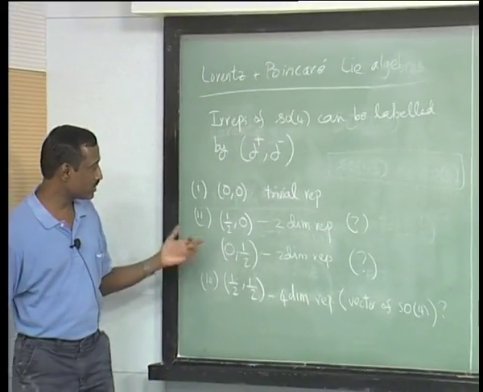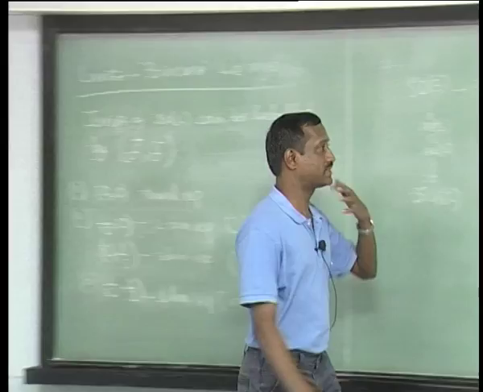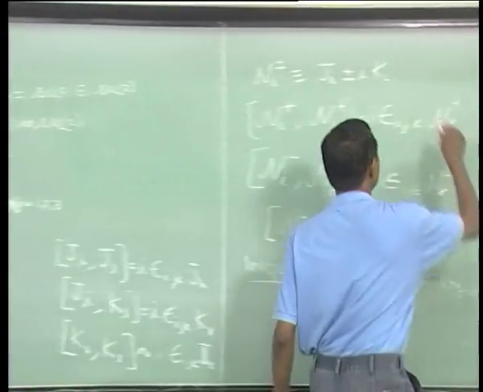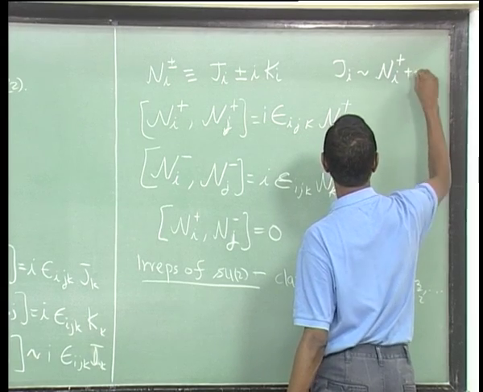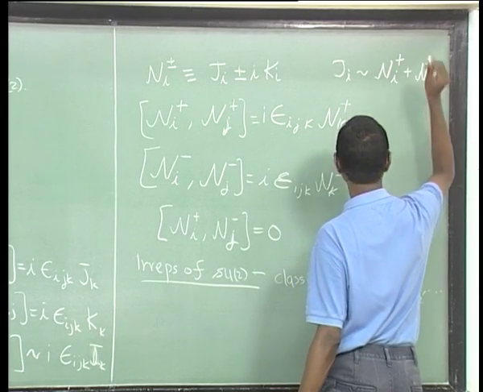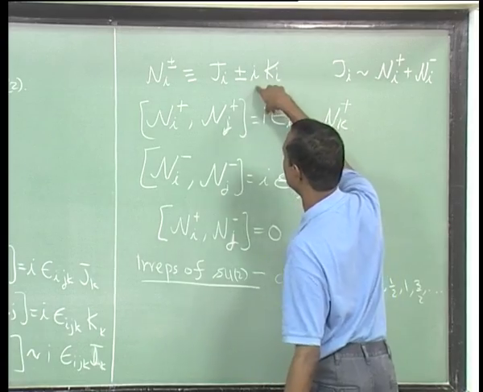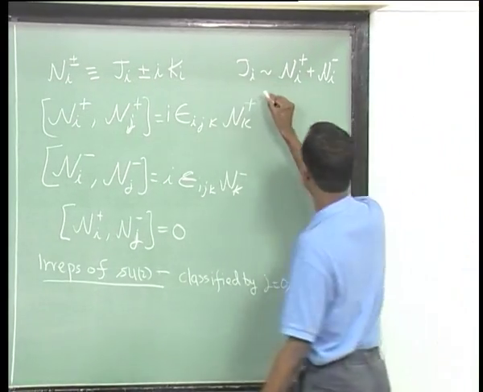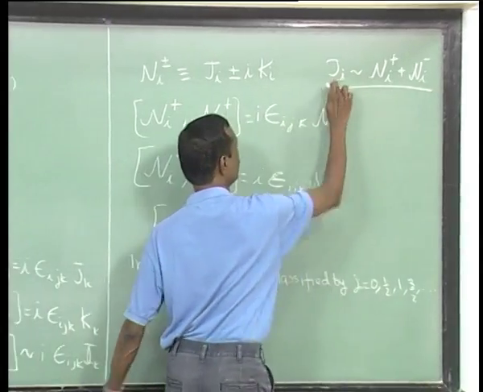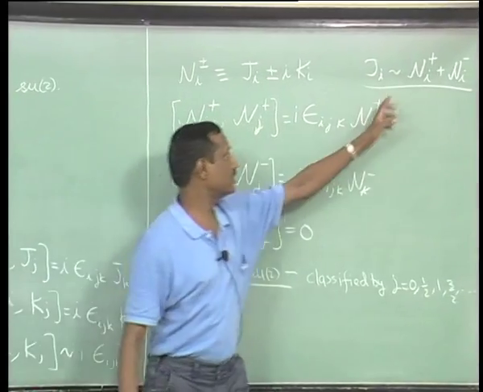And one more thing we can see here is that if you go back and look at this, what is Ji up to factors? It is just Ni plus Ni minus. I do not know if there was a root 2 needed inside this, but okay, that is why I am using this.